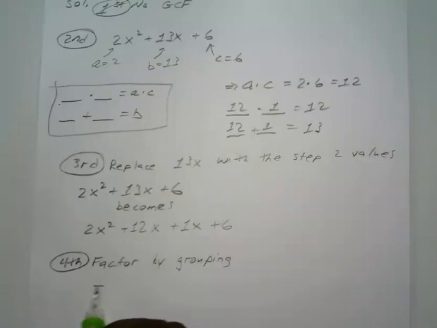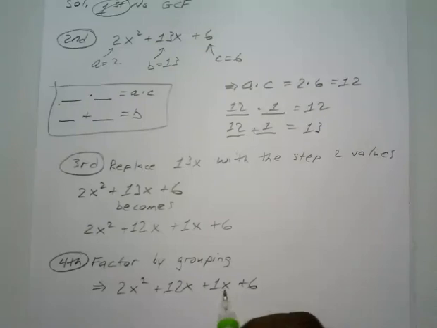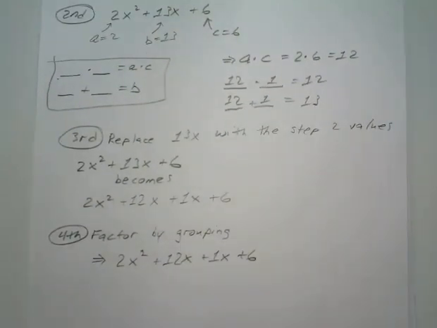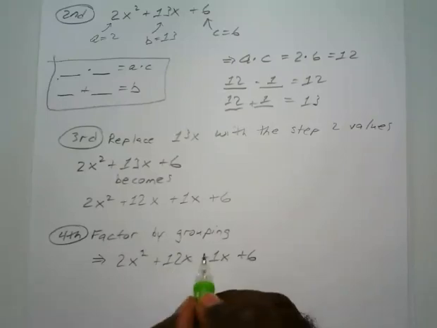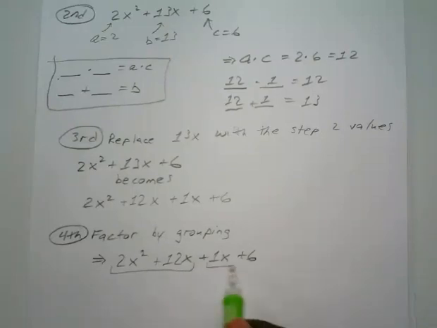Okay, so that means, let me rewrite that, 2x squared plus 12x plus 1x plus 6. You can put x, but I like to put 1x there just because it helps me to visualize. Okay, so remember factor by grouping, the first step is you're going to take those 4 terms and turn them into 2 sets of 2 rather.